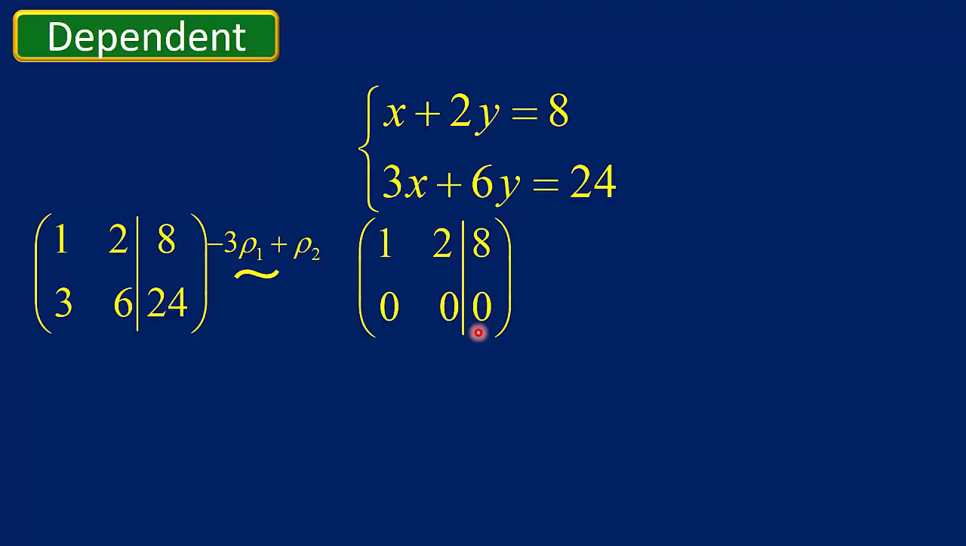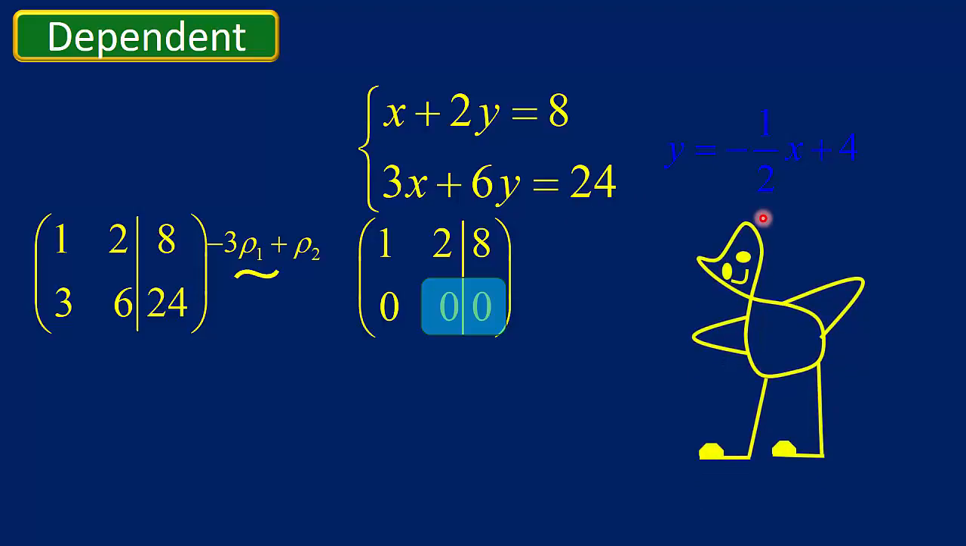When we get something like this, it tells us we have a dependent system. We really are dealing with the same line here. And in fact, if you solve this equation for y and put it in slope-intercept form, whether you do this one or this one, what you're going to get is -1/2 x plus 4. So that's a dependent system.